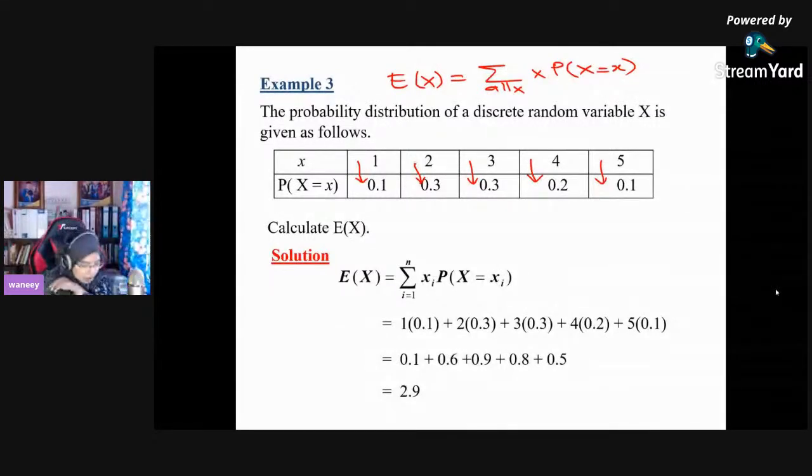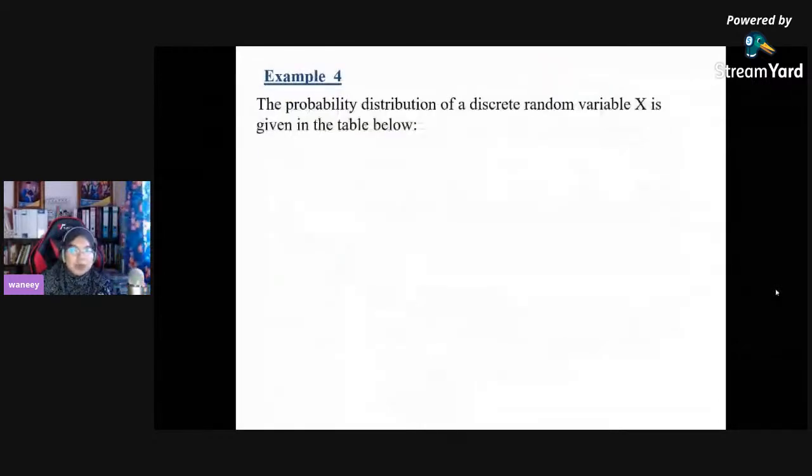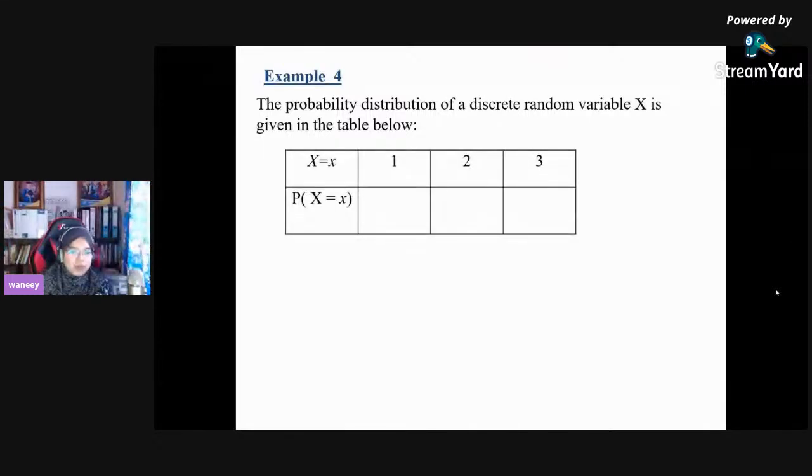Okay, so now let us proceed with example 4. Is this okay? I'm afraid you haven't finished copying. Okay, example 4. The probability distribution of a discrete variable X is given in the table below. We have 1, 2, 3, and then 1 over 6, 2 over 6, as well as 2 over 6. Do see that if you add the probabilities together, you are supposed to get 1 because that is a discrete random variable. So always check that.